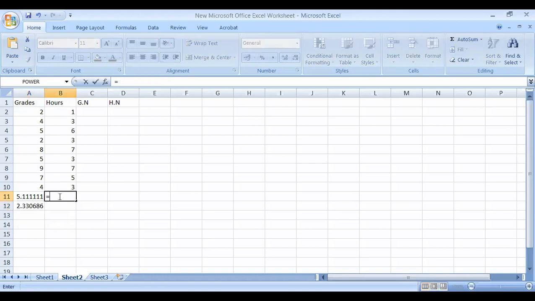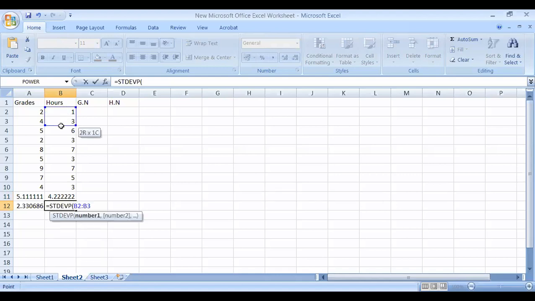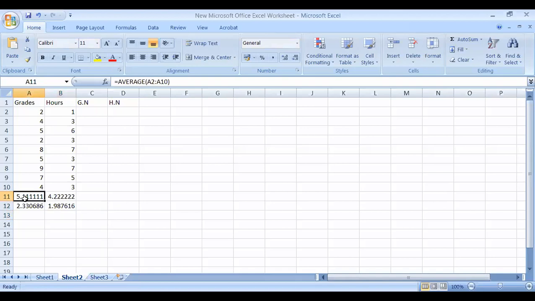We will find the mean of this data, right? Average. So let's take an average of this data. Okay. Fine, we got the average. Then we will take the standard deviation of this data, right? Okay, fine. We got the average grade 5.111 with the standard deviation of 2.333. And here we have hours. So on average, a person has studied for 4.22 hours with the standard deviation of 1.986.